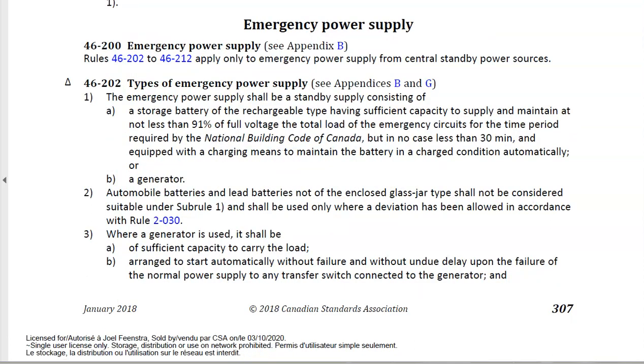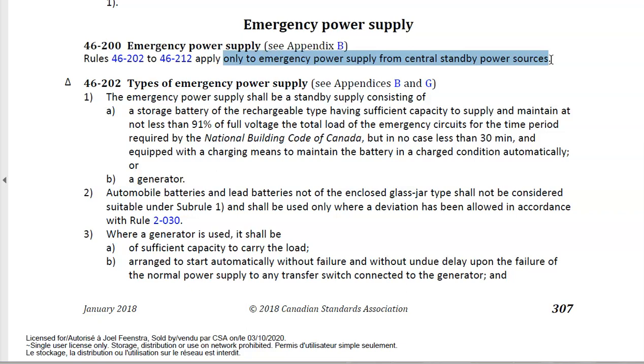All right, emergency power supply. Note that these rules over here apply only to emergency power supply from central standby power sources. So these rules deal with when we've got a unit equipment piece, a piece of unit equipment lighting that has got a battery pack and we are feeding out of that to other stuff. These rules do not deal with standalone systems. If it's a box with a battery and a charger and a transfer and it's got lights but it doesn't go anywhere else, technically these ones don't apply.